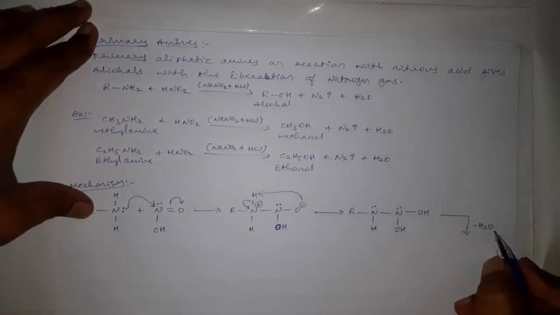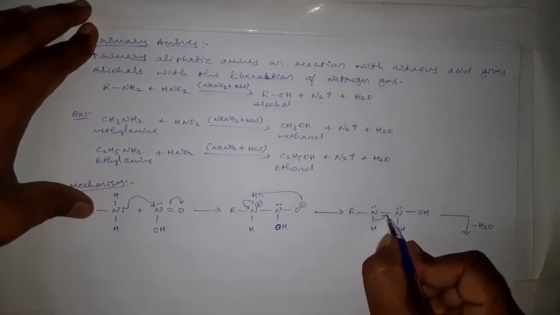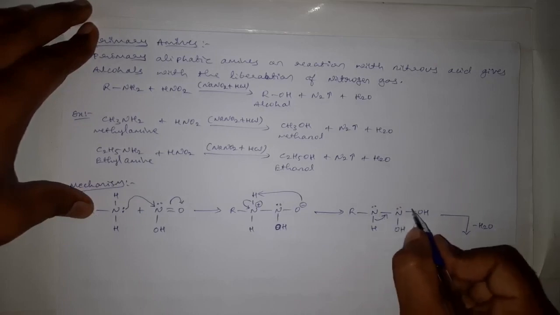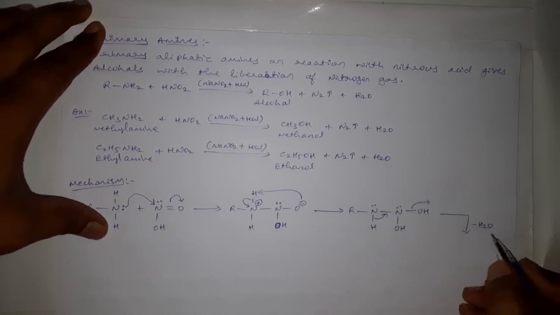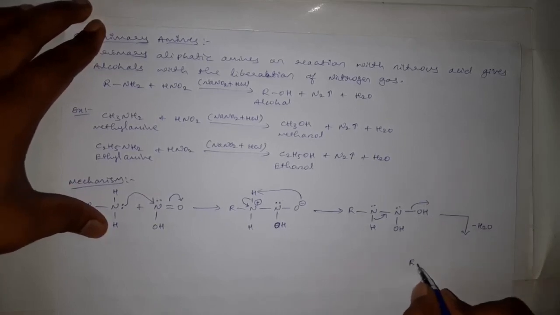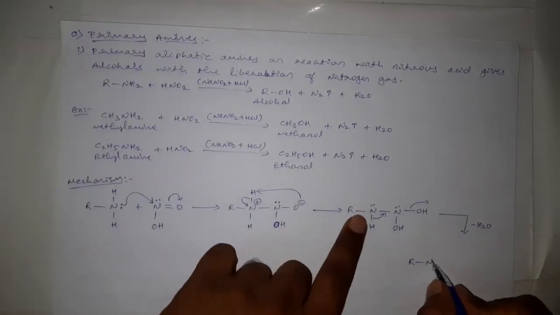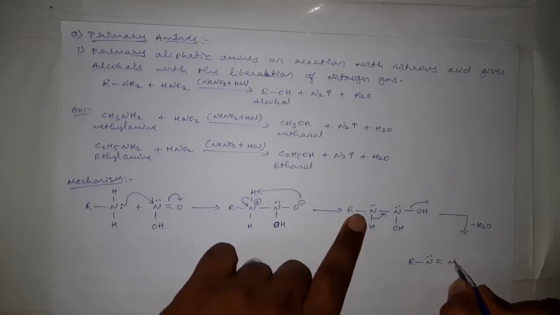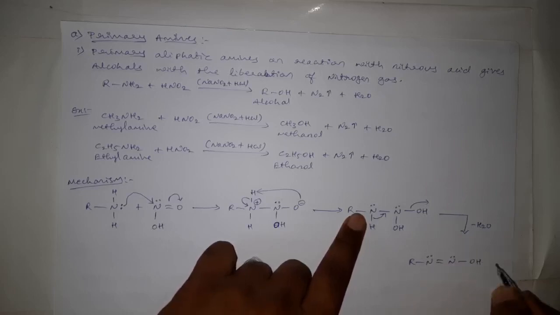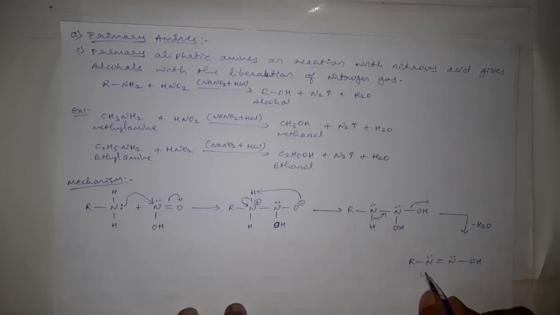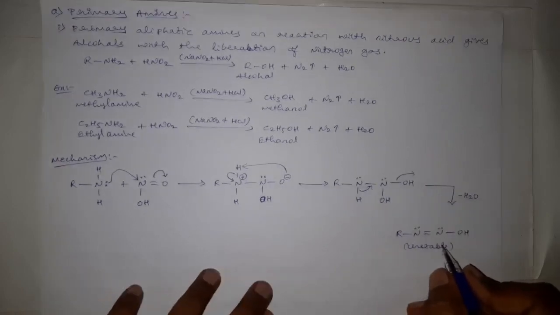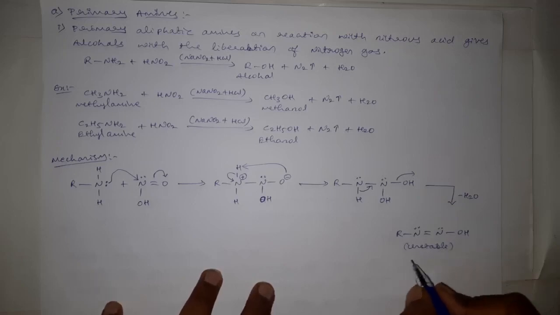Loss of water molecule. See how this bond will now move towards nitrogen, nitrogen single bond, and this OH will go out as H2O, and here we will get R N double bond N OH. This OH I am writing here. It is very unstable, and the intermediate name is diazonium compound.